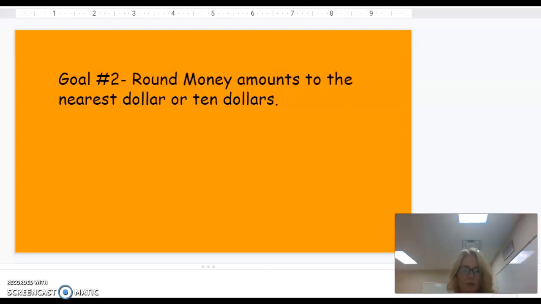Goal 2, you're going to round money amounts to the nearest dollar or $10. Remember, when rounding to the nearest $10, you will look at the ones place. 5 or higher and you round up, and 4 or less, you let it rest. When rounding to the nearest dollar, you would look at the tens. So $1.60, you would look at the 60 cents. Is the 6 higher than 5? Yes, so you would round to the nearest dollar. That would mean it would be rounded to $2.